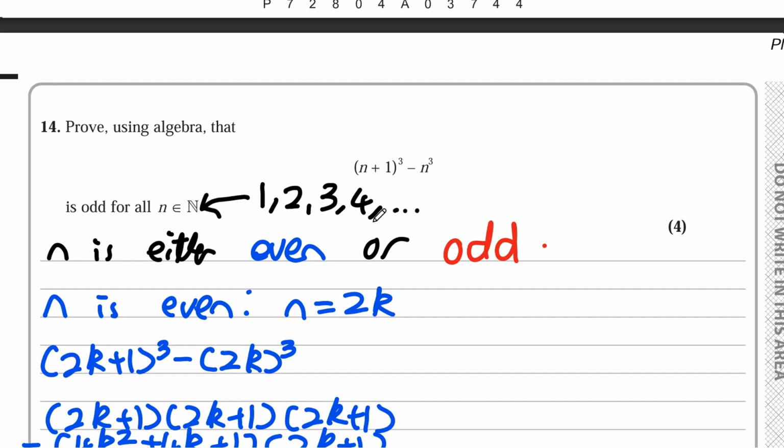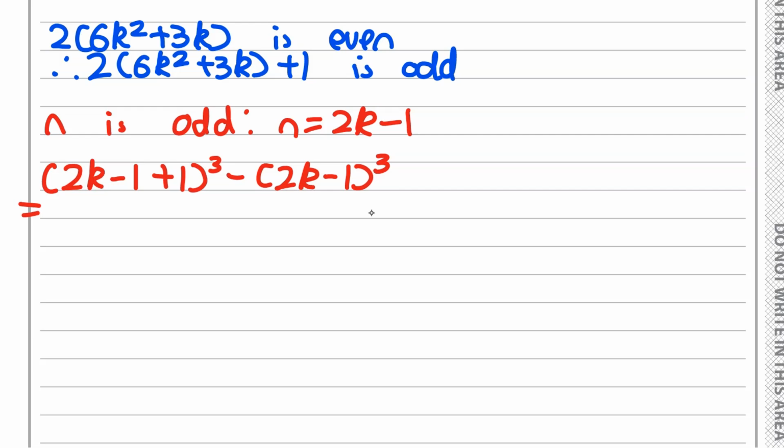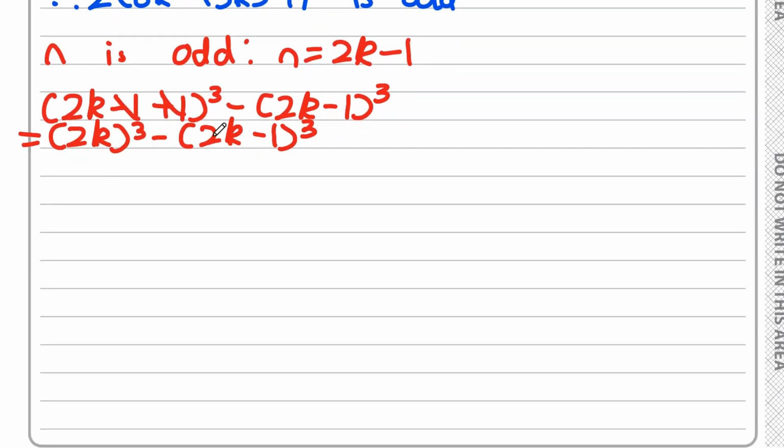The reason for this is if we sub it in, so it's going to be n plus 1, so it's going to be 2k minus 1 and then plus 1 to the power of 3, and then this is minus n cubed. This is going to be 2k minus 1 cubed, like this here. This minus 1 will cancel out this plus 1, so we're left with 2k cubed here, and then minus this 2k minus 1 to the power of 3. So this is simplified down nicer here. So we only have one bracket to expand.